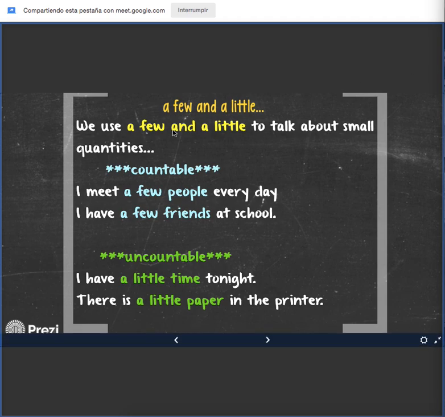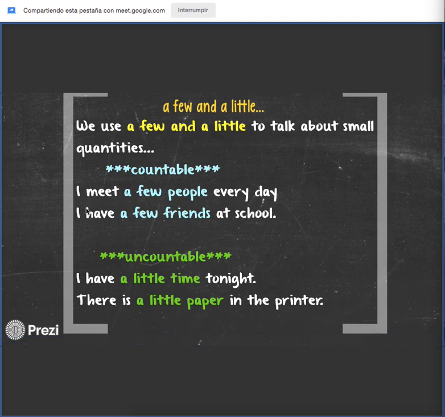So, look at this. A few and a little are synonyms. Es poco de esto, poquito. Okay? What's the difference? A few is going to be used with countable nouns, and a little is going to be used with uncountable nouns. So, once again, a few is going to be used with countable, and a little is going to be used with uncountable. Okay? Let's take a look at the examples.